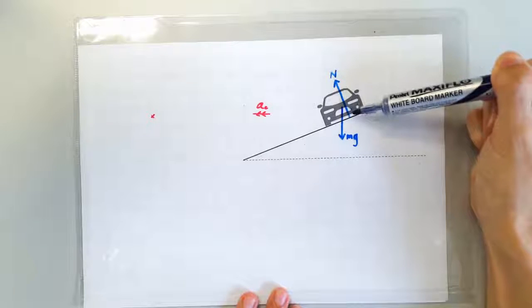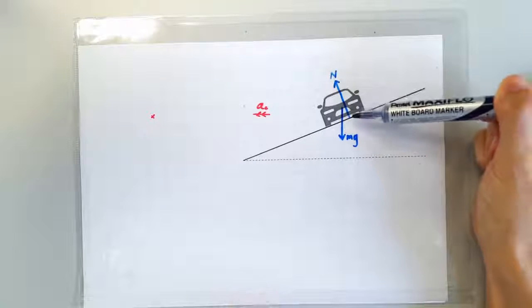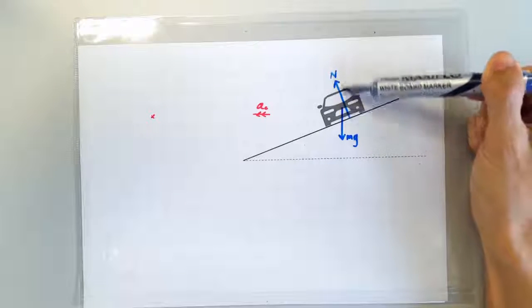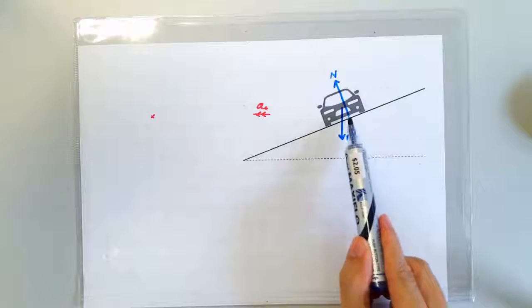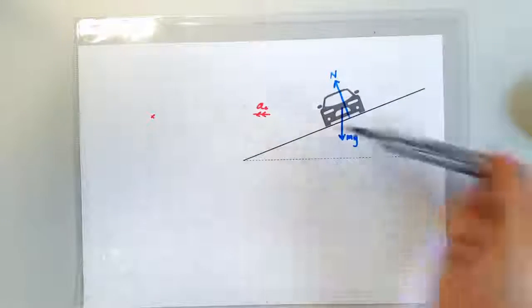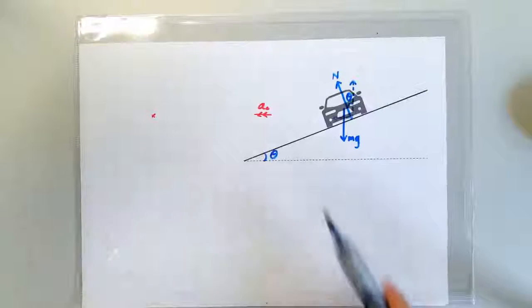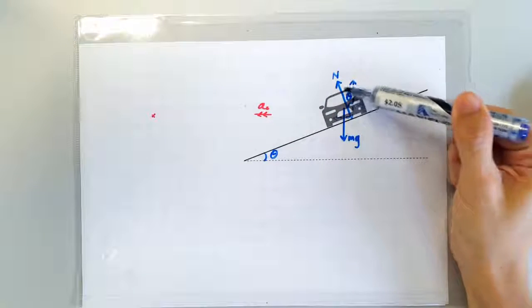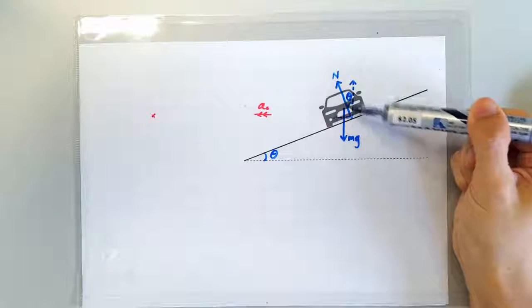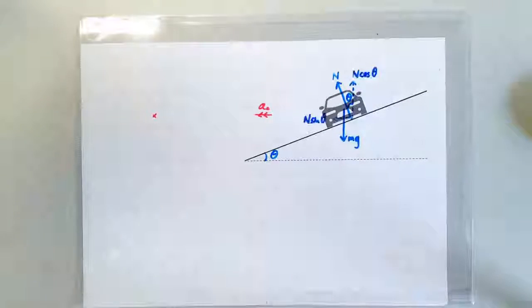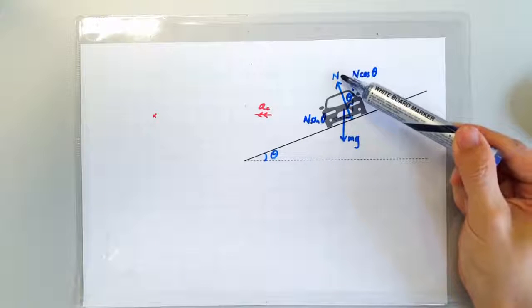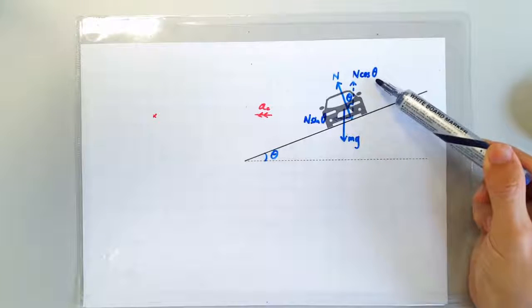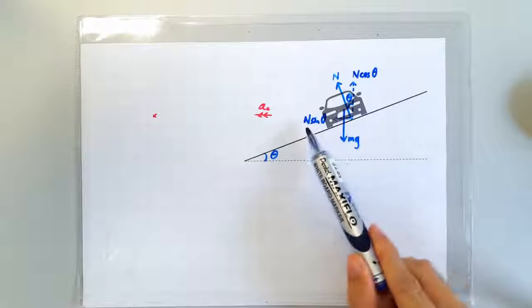First, notice that the normal contact force is no longer vertical, it's slanted, and therefore it can provide a horizontal component in the centripetal direction. If the angle of inclination is theta, then the normal contact force also makes the same angle theta with the vertical, which makes the vertical component of the normal contact force N cosine theta and the horizontal component N sine theta.